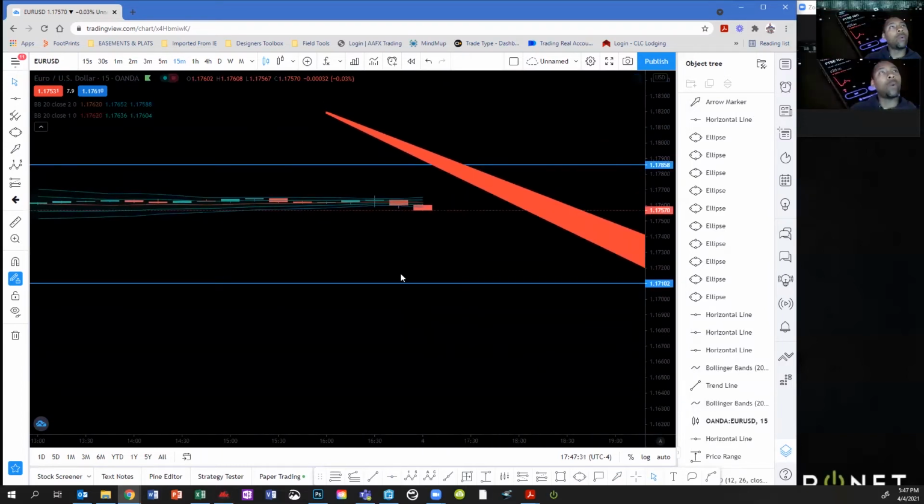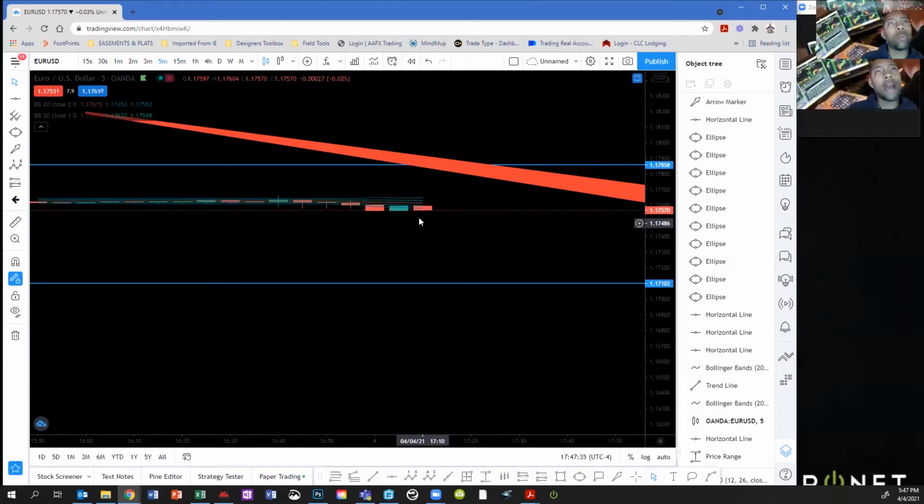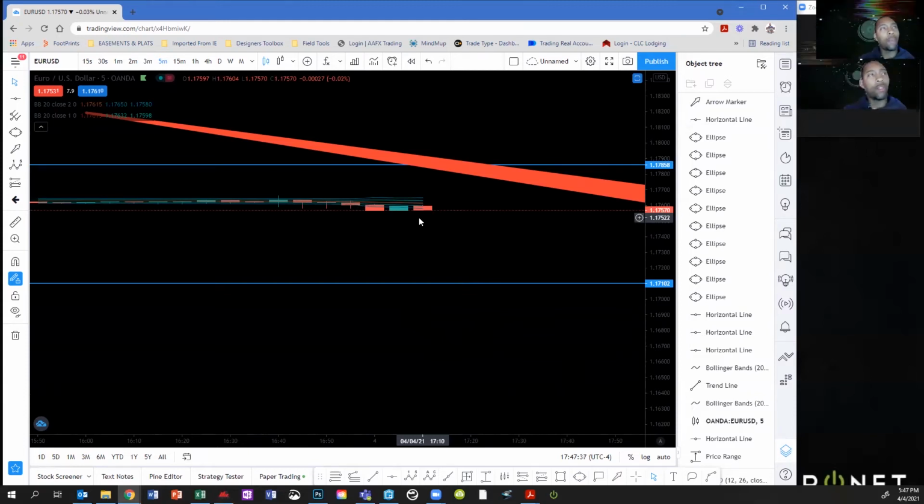All right, so we appear again to be in that downward range. But definitely because the candles are so small, not something that I'd like to play in personally. I personally like wider range candles for binary options.